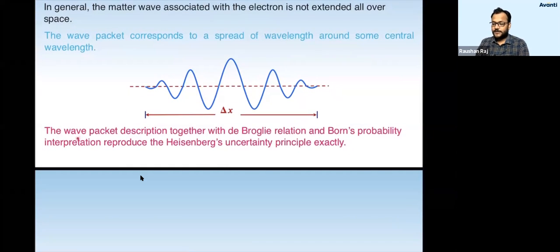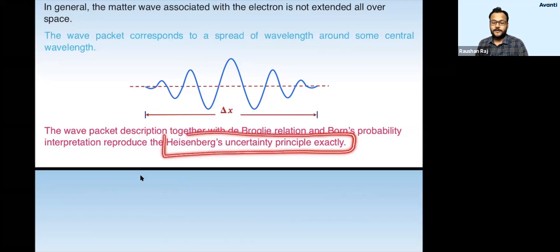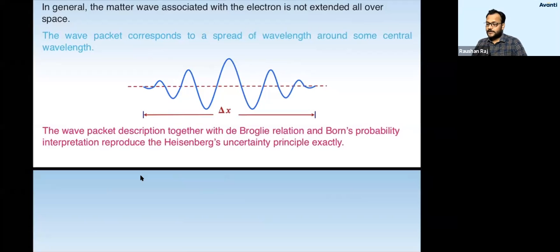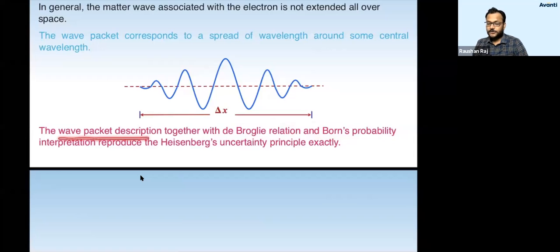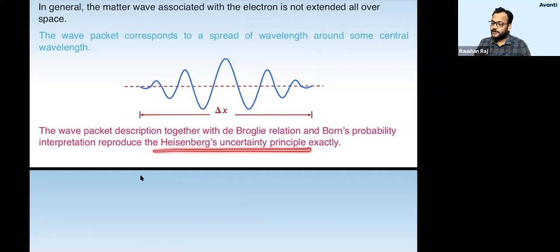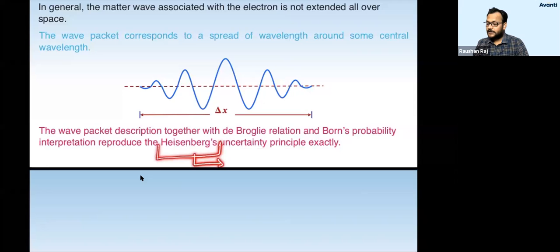The wave packet description together with de Broglie relation and Born's probability interpretation reproduces Heisenberg's uncertainty principle exactly. तो to explain this Heisenberg's uncertainty principle आप लोगों को क्या क्या यूज करना पड़ेगा? You have to use this de Broglie relation, you have to use this Born's probability, and you have to use the wave packet description also. तो सबको मिलाओगे तब जाके ये क्या हो जाएगा? Completely explain हो जाएगा. Or you can say that you can actually reproduce this particular principle properly. So whatever Heisenberg has said, वो सब actually क्या था? It was a combination of de Broglie's relation and Born's probability.